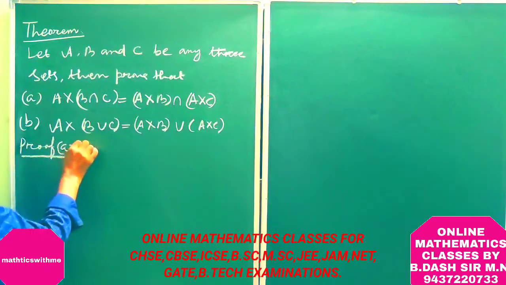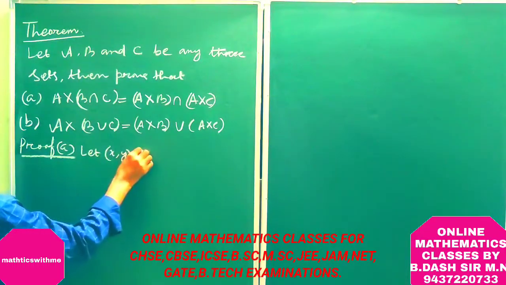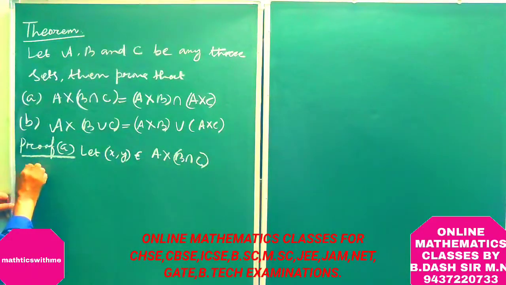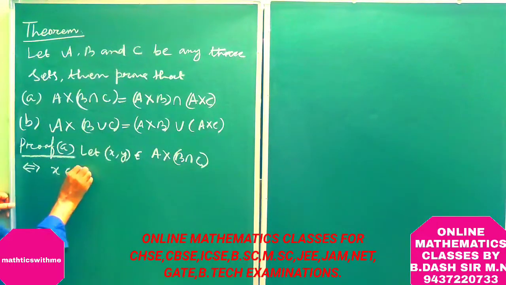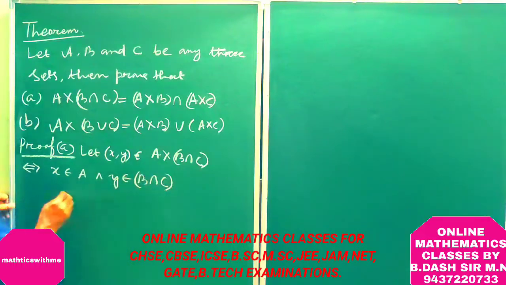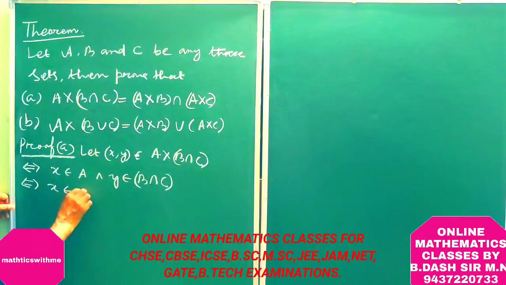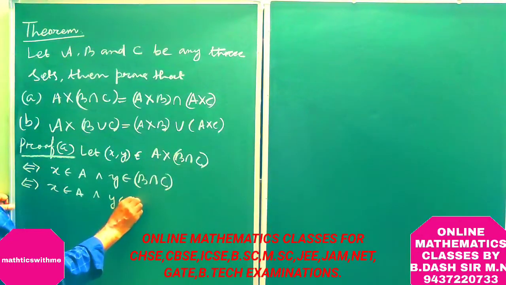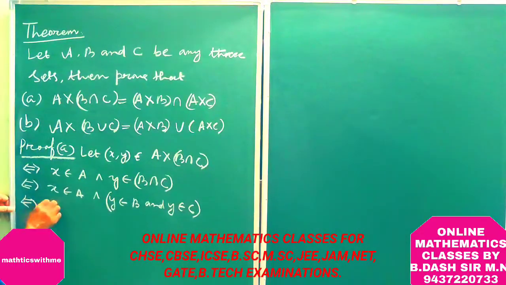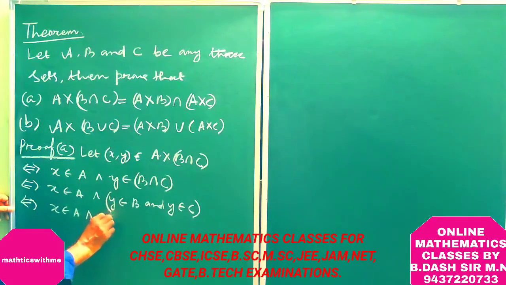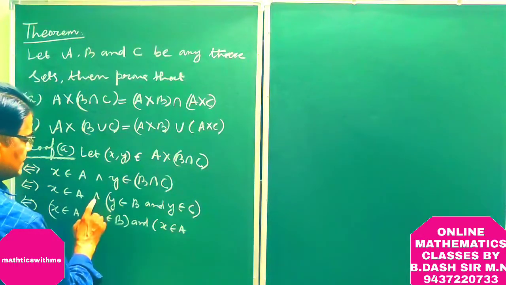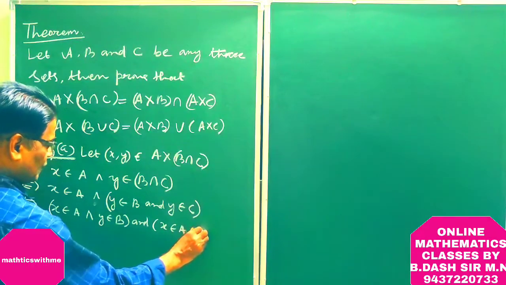Now, proof of A. Let (x, y), the ordered pair, belongs to A cross B intersection C, if and only if x belongs to A and y belongs to B intersection C, if and only if x belongs to A and y belongs to B and y belongs to C, if and only if x belongs to A and y belongs to B and x belongs to A, this is the conjunction, and y belongs to C.